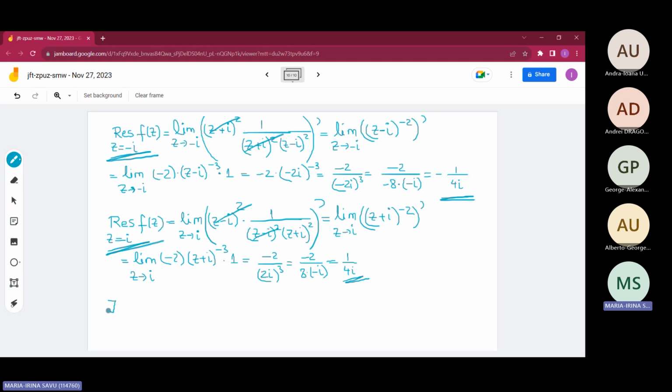And at step 4, you have to compute the sum of these residues. It's 0. Yes, it's 0. And to multiply it with 2 pi i, but it will be 0. And this is the value of the integral. And this is it.